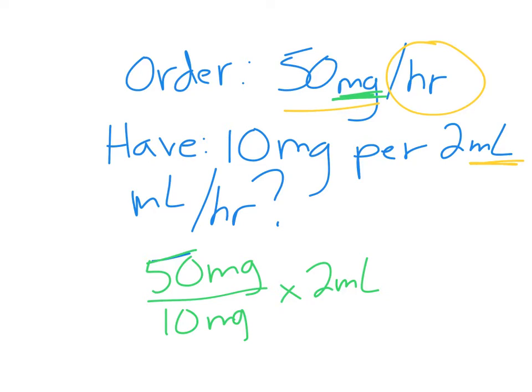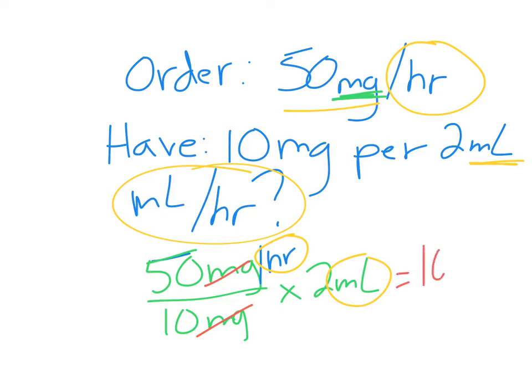So again, because it was already milligrams per hour, milligrams and milligrams cancel out, and it's going to leave me with milliliters per hour. So that's exactly what I'm looking for. That's all we're going to have to do here. No converting or anything. We're just going to divide this out. 50 divided by 10 is 5, times 2 is 10. So this person needs 10 milliliters per hour is how I would set that infusion pump.